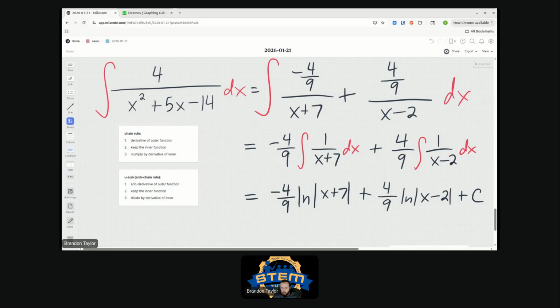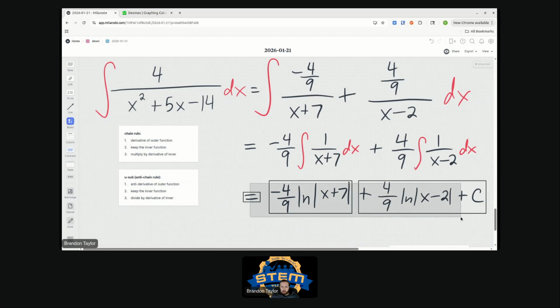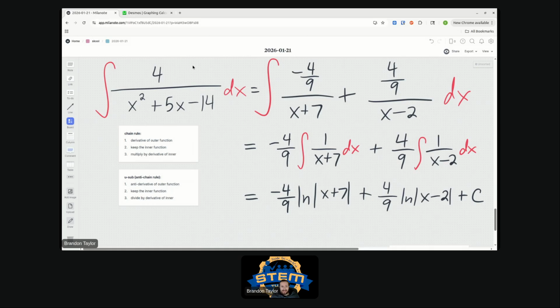That's a simple walkthrough. Again, it's not a simple technique, but this is about as simple as it gets. It only gets harder from here, unfortunately. But that's how you do it. That's how you take the antiderivative of complicated rational functions.